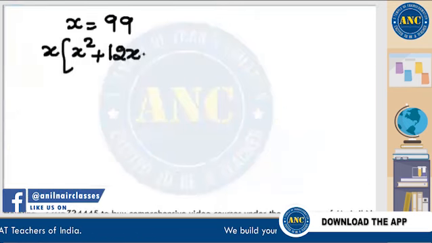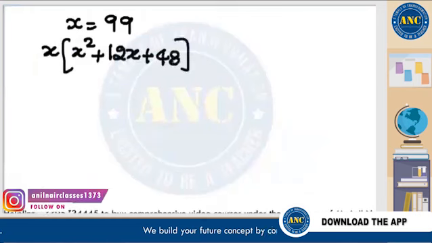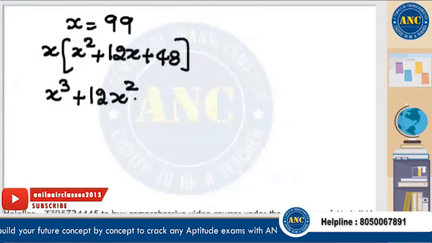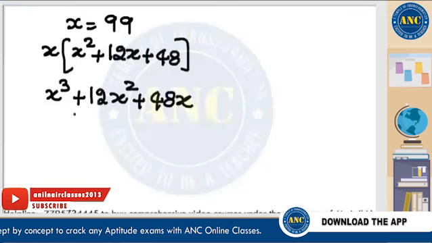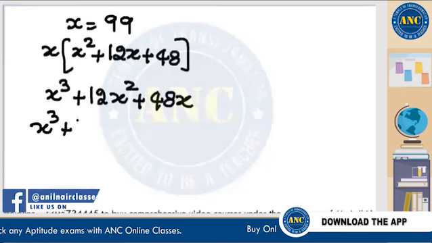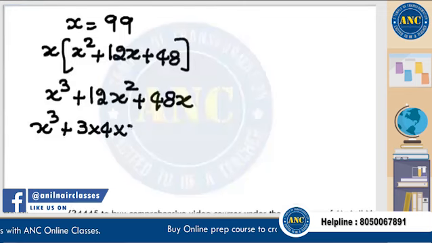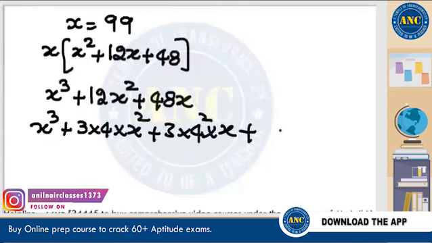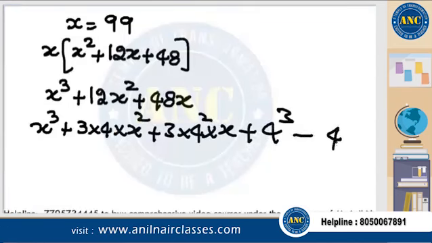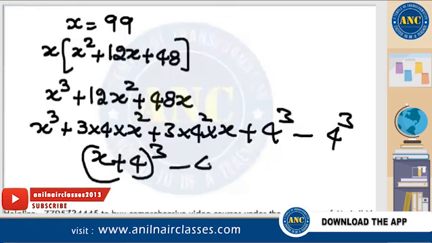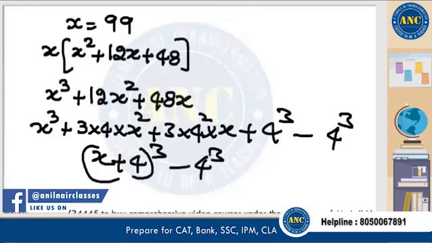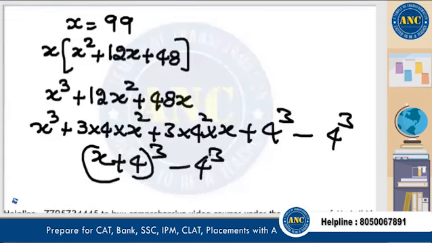x into (x square plus 12x plus 48). Try to solve this question. If I open the bracket, x cube plus 12x square plus 48x. This is x cube plus 3 into 4 into x square plus 3 into 4 square into x. So it will be (x plus 4) whole cube minus 4 cube. I hope it is clear, right? Muthu, any doubts?